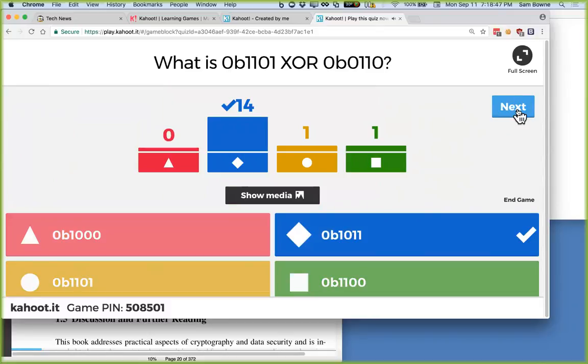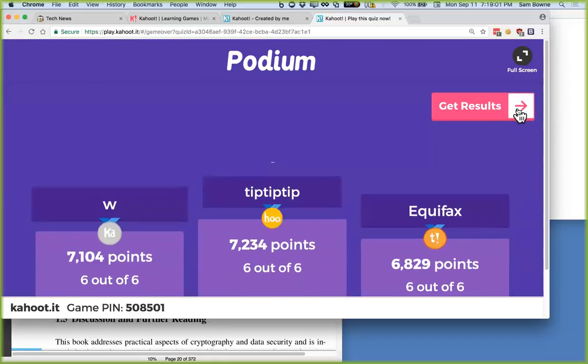All right, it's 1011 because 1101, the only place where the bits are the same is the second bit. So the second bit changes to 0 and all the rest are 1. All right, and I think that's it. Yep, all right. So it's W, tip, tip, and Equifax.